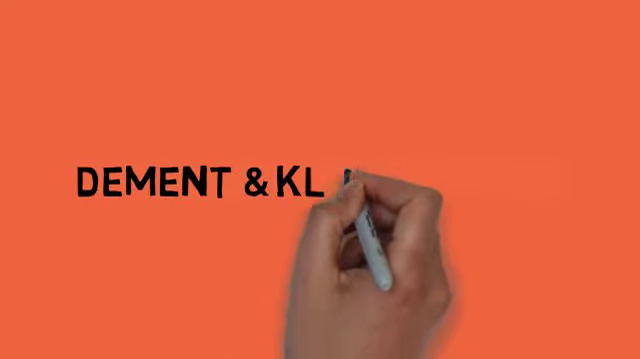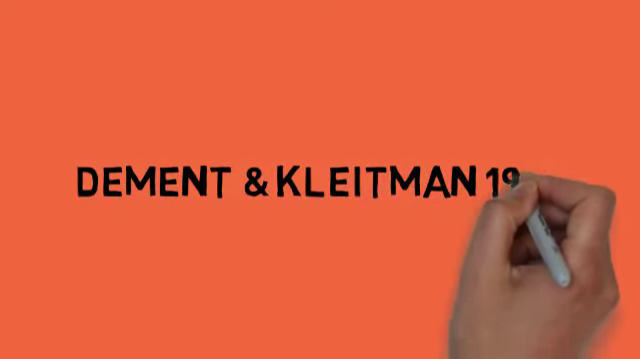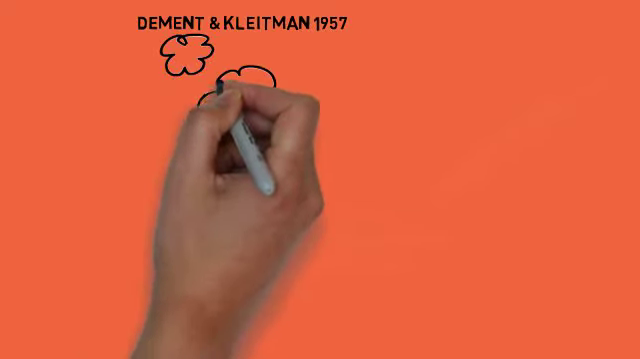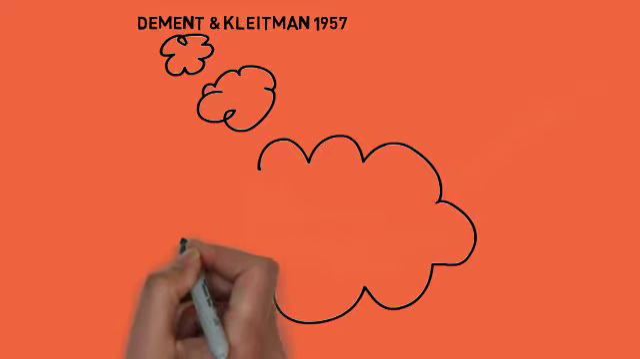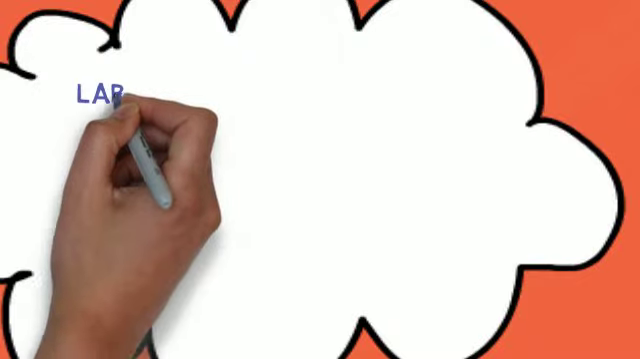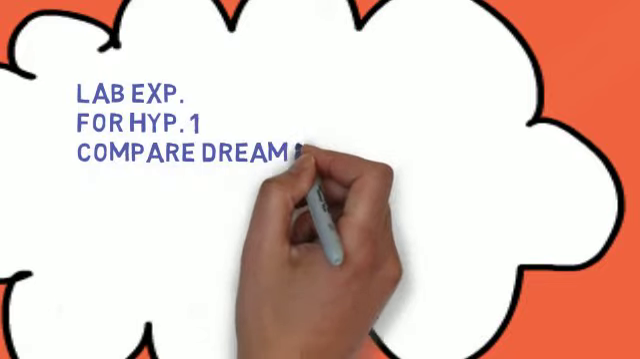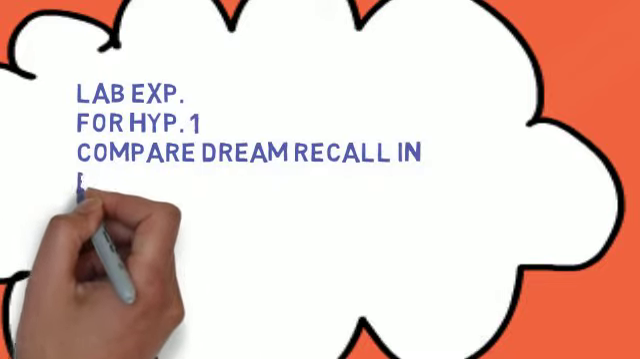Okay, so this is our second pearl on the Dement and Kleitman study in 1957 on the purpose of sleep and when we dream, rapid eye movement or non-rapid eye movement, using objective measures. Now, it's a laboratory experiment with manipulation of the environment. And for hypothesis 1, the purpose was to compare dream recall in REM and non-REM sleep.